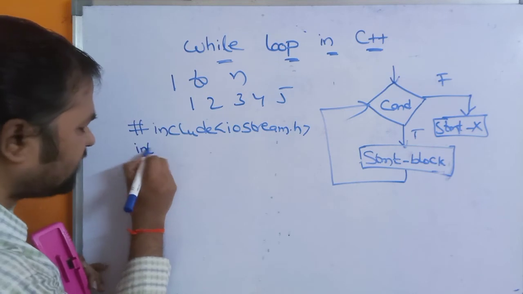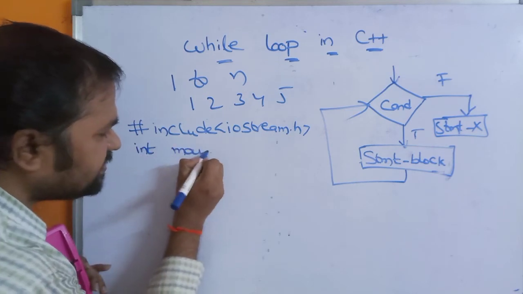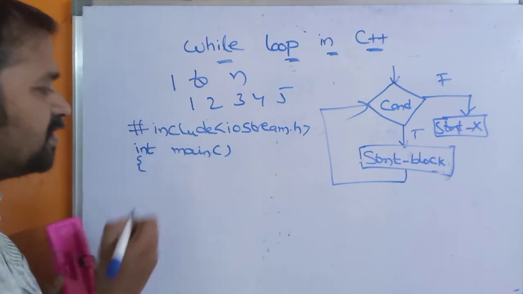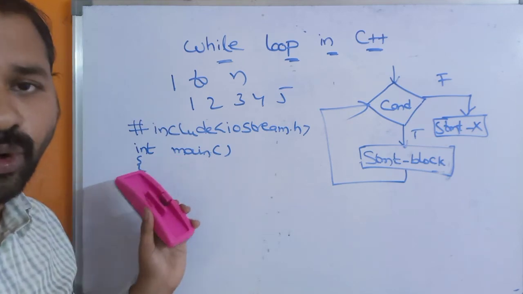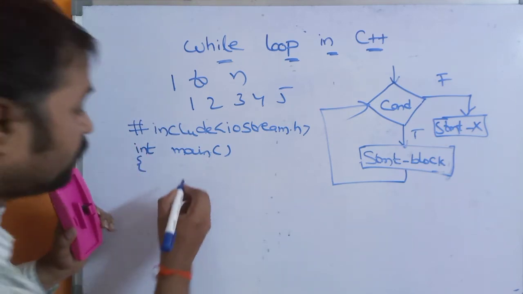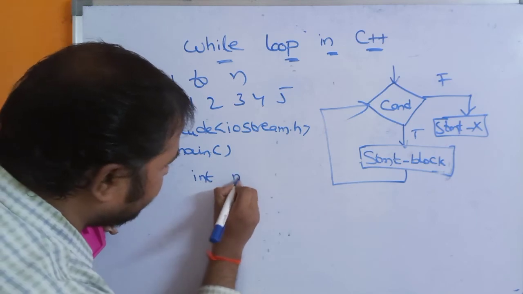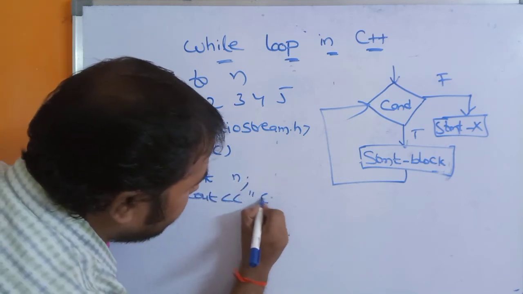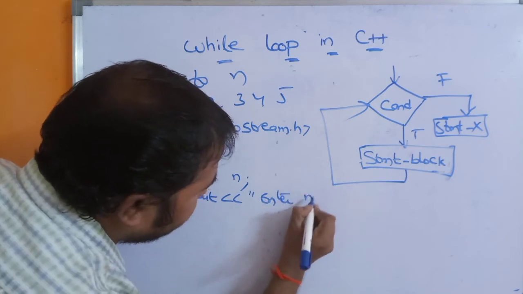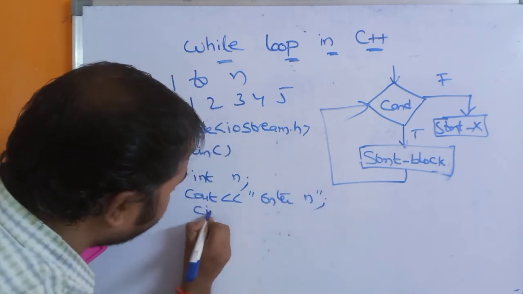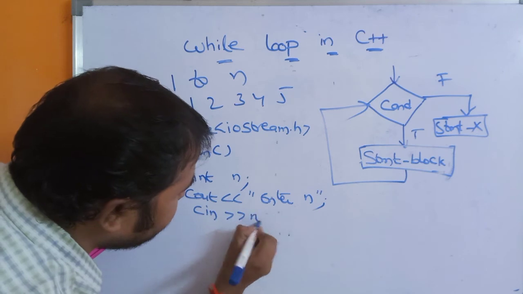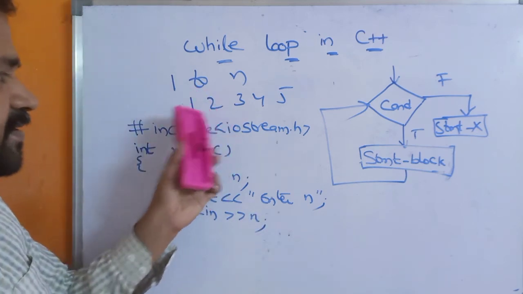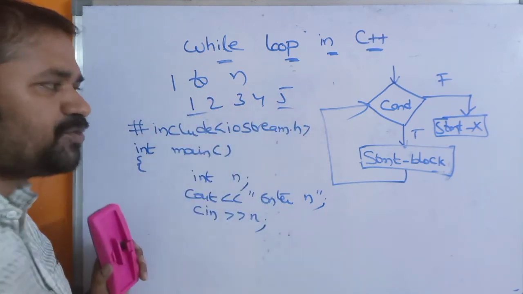Next, int main function. If the program is successfully compiled and executed, the main function returns a value called 0, which is an integer value. Next, let us declare n, int n. Now display some message: cout less than, enter n. Now read the n value: cin greater than n. Now what is our target? We want to print the numbers from 1 to 5.